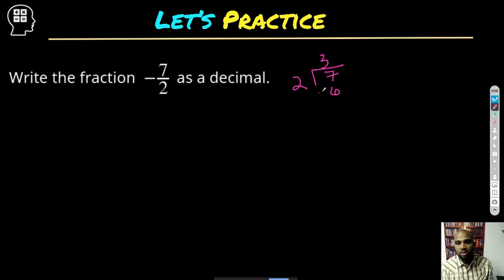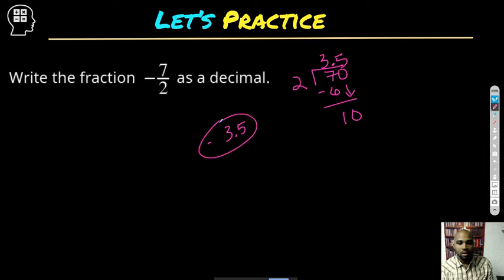3 times 2 is 6. 7 minus 6 is 1. We need to add a 0 here, and we're going now into a decimal because this is smaller than this whole number. So we bring down that 0. And 2 goes into 10 5 times, showing us that the decimal is going to be 3.5, but not quite, because we got to remember that negative. It'll be a negative 3.5 as our answer.